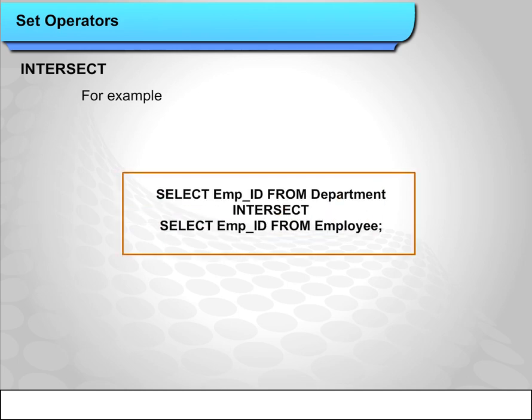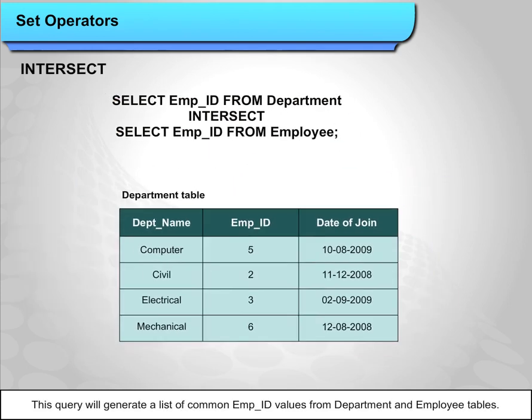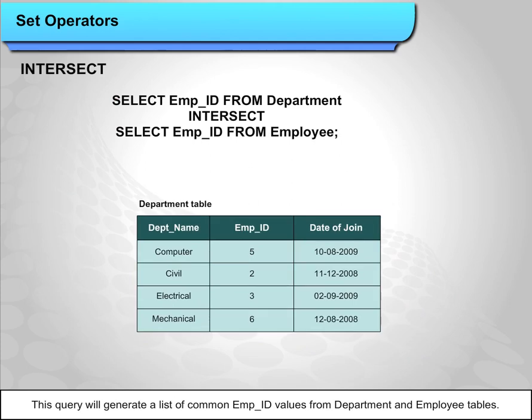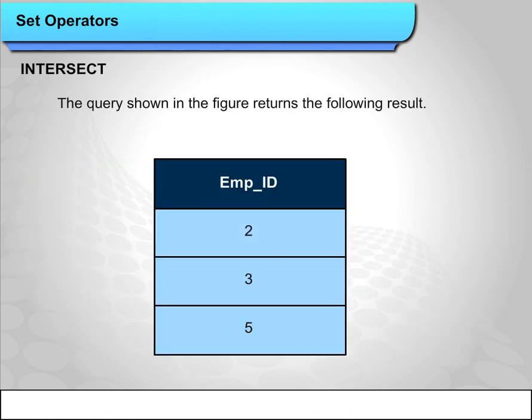Select employee ID from department intersect select employee ID from employee. This query will generate a list of common employee ID values from department and employee tables. The query shown in the figure returns the following result.